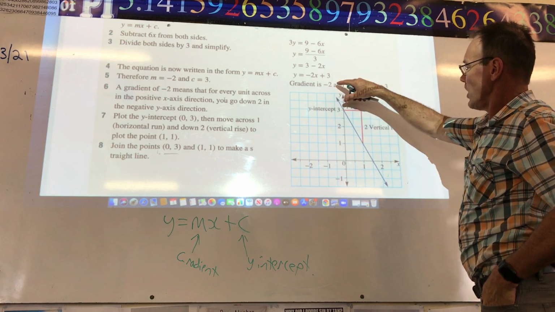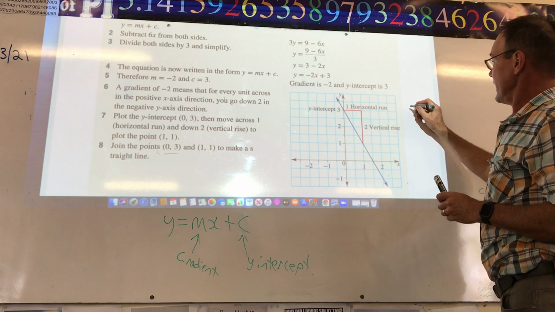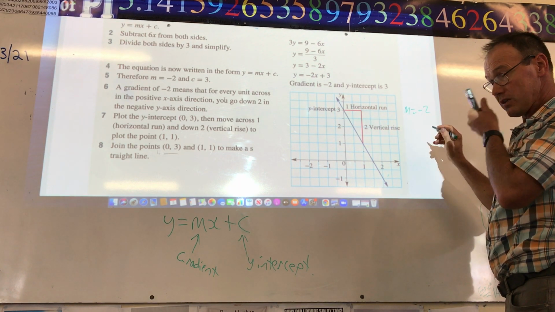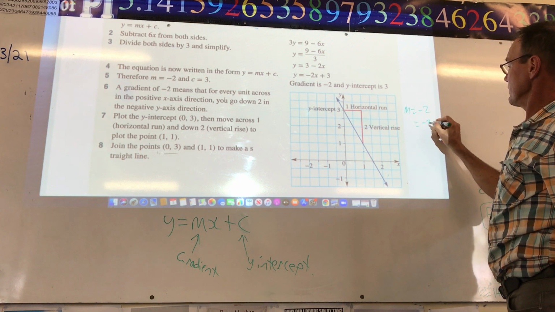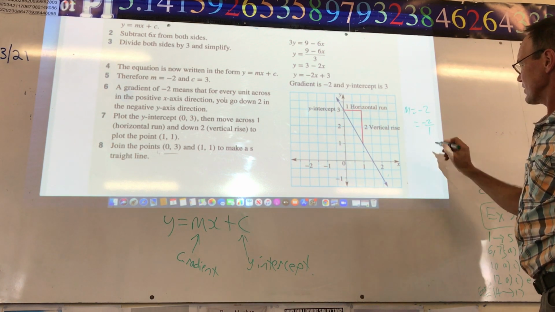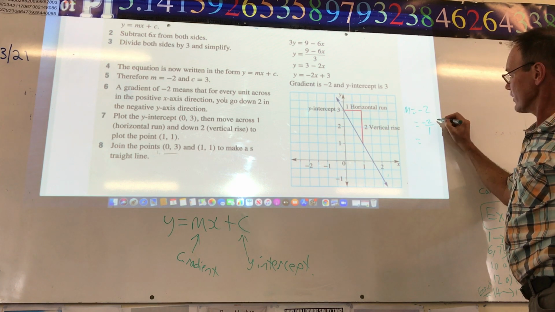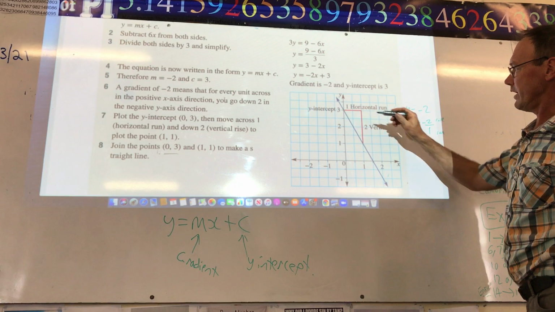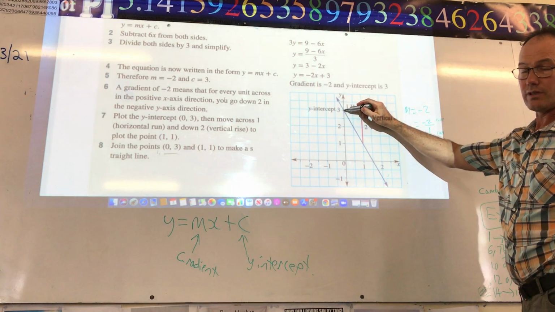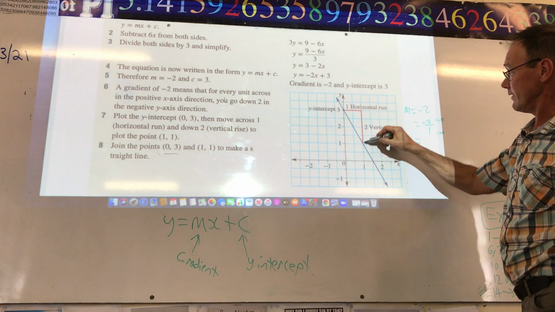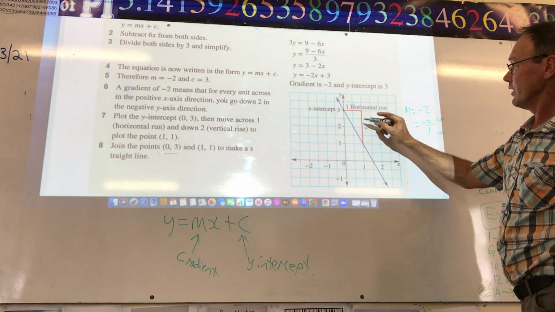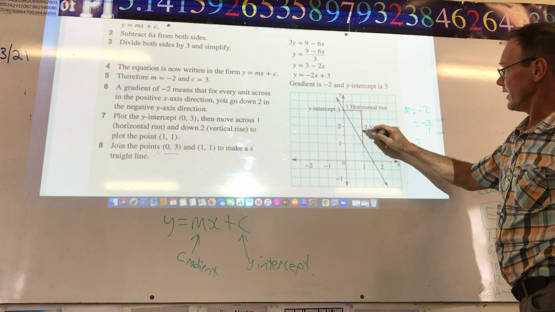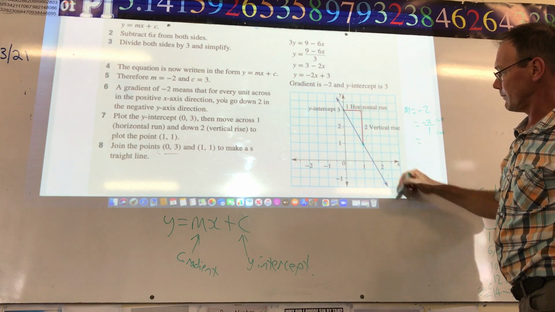And then you have minus 2 as a gradient. So how do you work that out? Gradient is rise over run. It's got to be a fraction. Minus 2 is minus 2 over 1. So that actually means that you rise minus 2 and you run 1. How do you rise minus 2? Well, guess what? You go down 2. That's a rise of minus 2, and that's a run of plus 1. So you go across 1 and down 2 and get another dot and you join it up and it looks like this.